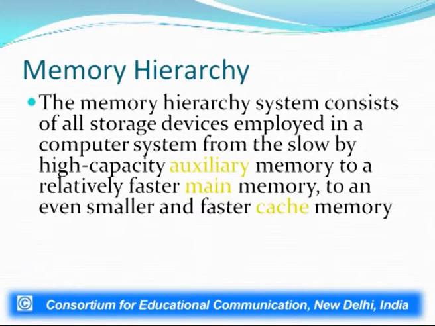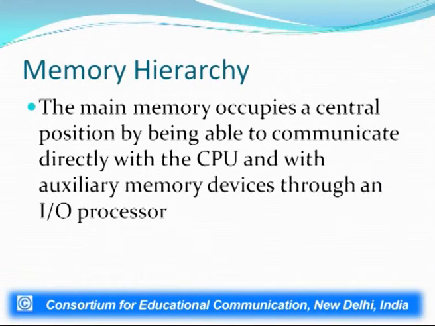employed in a computer system from the slow but high capacity auxiliary memory to a relatively faster main memory to an even smaller and faster cache memory. This is how the hierarchy of the memory system is going to be there. Now, the main memory occupies a central position by being able to communicate directly with the CPU and with auxiliary memory devices through an input-output processor. This is how the memory hierarchy functions.